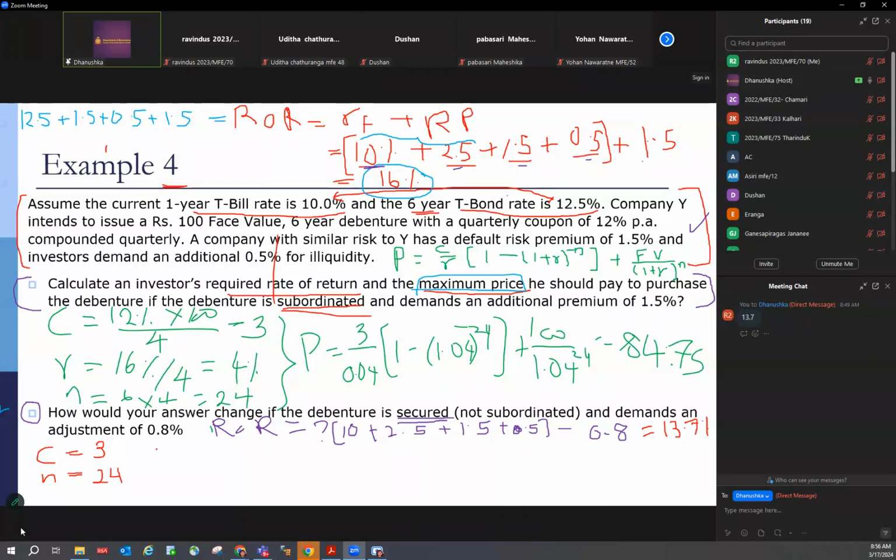R changes. Excuse me, sorry. R changes. So R is 13.7% for the year. So quarterly, you got to divide that by 4, which comes to 3.425 per quarter. Is that correct?